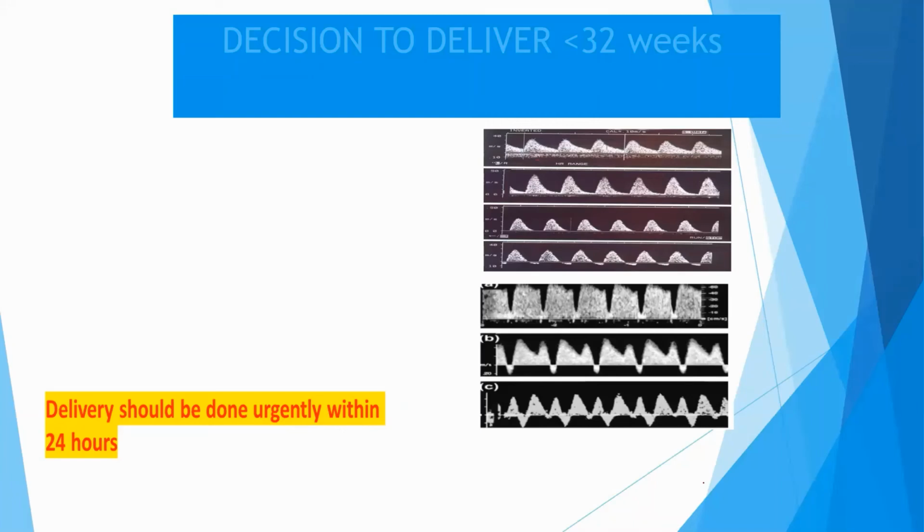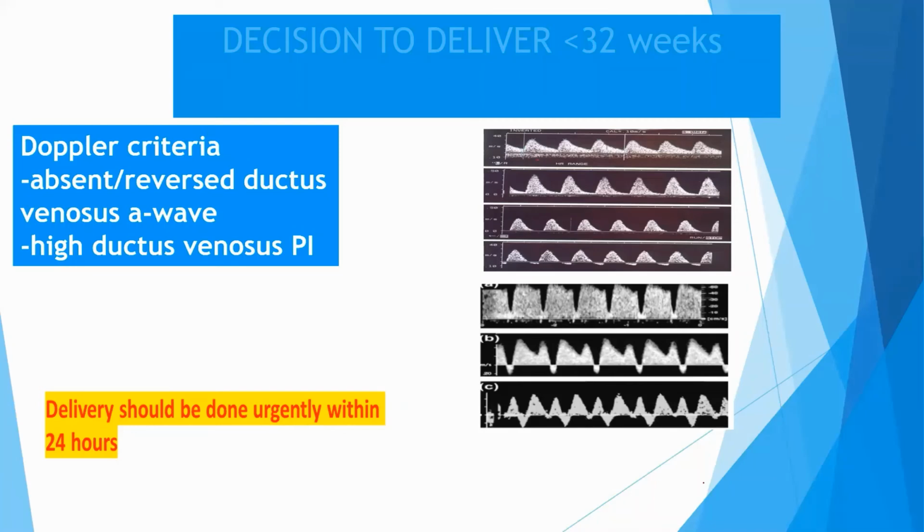So now in terms of decision to deliver, when do we deliver if the baby is less than 32 weeks and there's fetal growth restriction? The ductus venosus is the one that determines when to deliver. In this case, once the A wave becomes absent or becomes reversed, or if the ductus venosus PI is very, very high, then we need to deliver. Delivery should be done urgently at that particular point in time, within 24 hours.